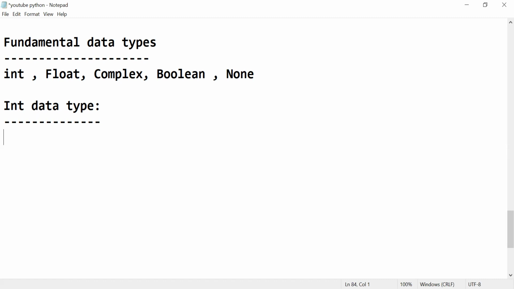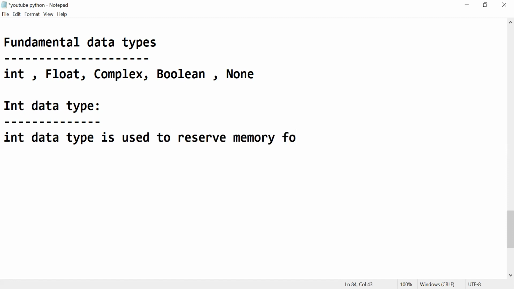Coming to the detailed explanation regarding int data type, it is used to reserve memory for integer values, guys. Used to reserve memory for integer values. And it will provide unlimited memory space. We don't have any restrictions.